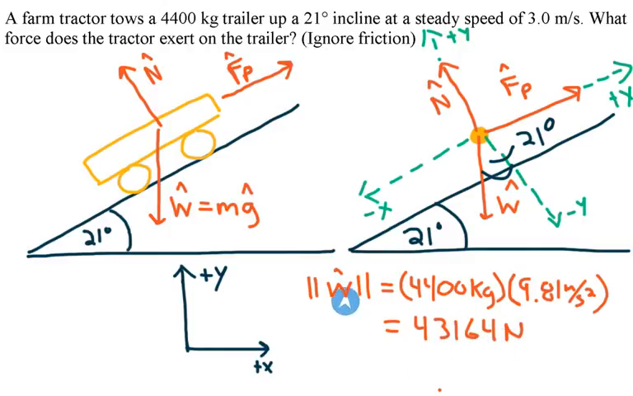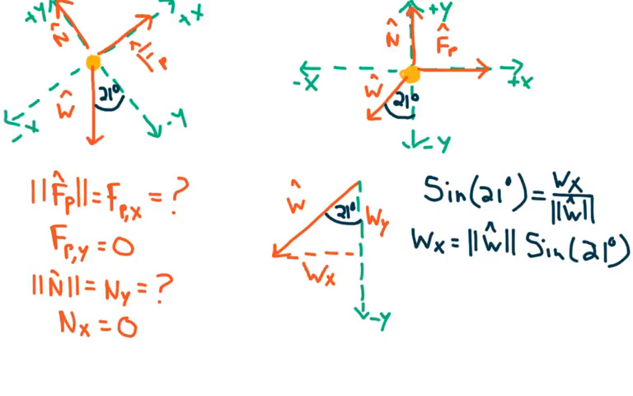43,164 newtons is the magnitude of the weight. So let's go over here, and we'll plug that in. And we know that Wx is equal to that 43,164 newtons times sine of 21 degrees.